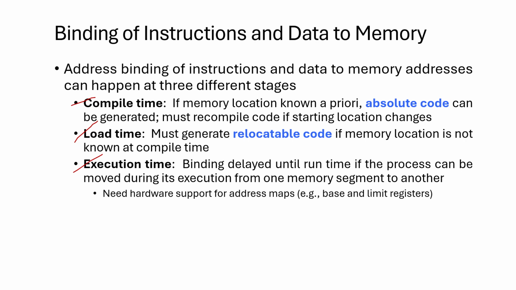If the starting address is 0 and the address is 40, and the relocatable start is 4000, then it should be 4040. Like that, addresses need to be changed. Or at runtime, the execution time: binding is delayed until runtime if the process can be moved during its execution from one memory segment to another. It needs hardware support for address mapping using base and limit registers.